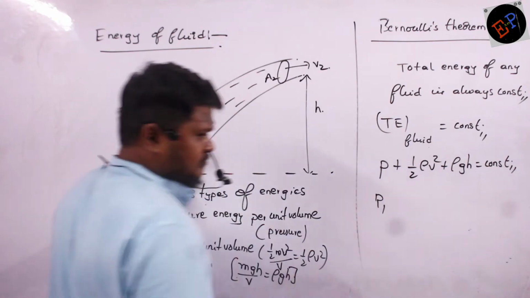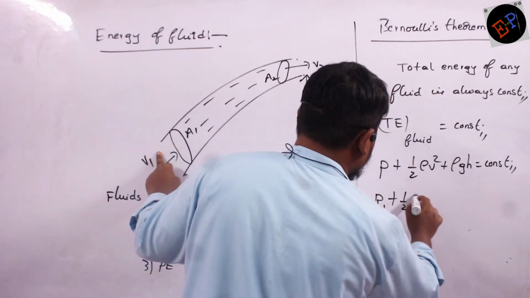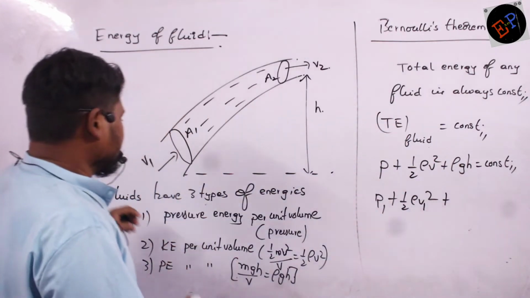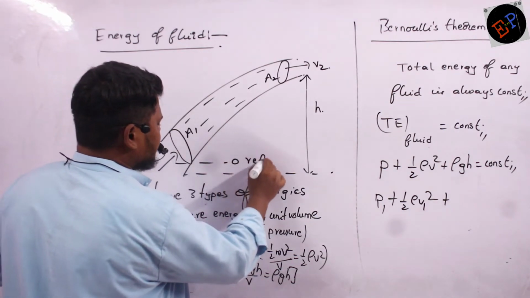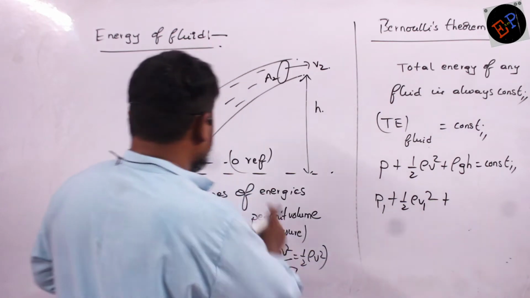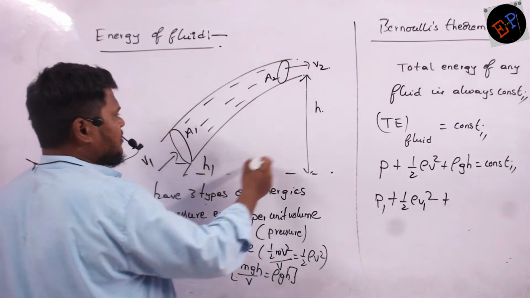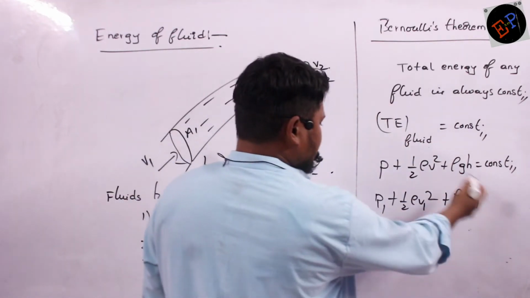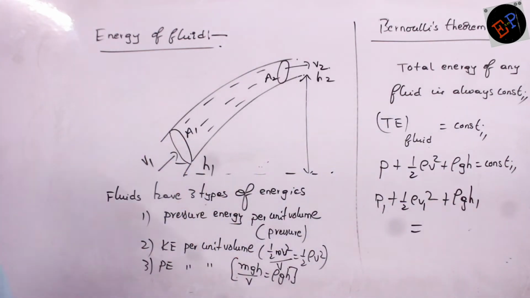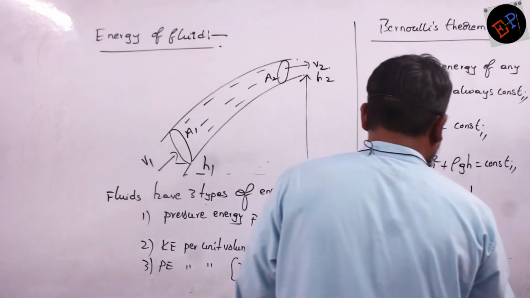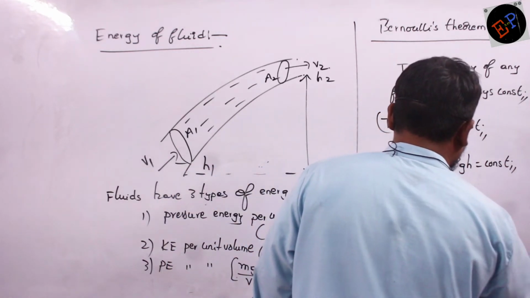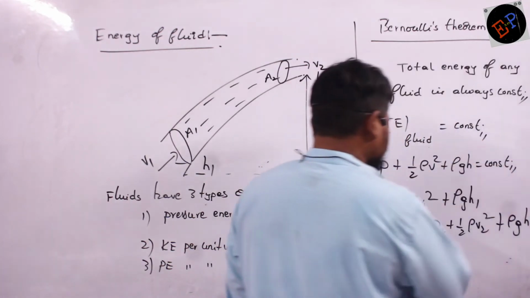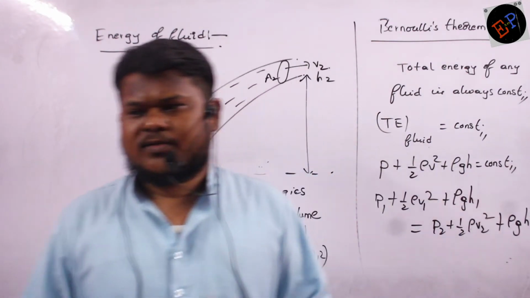Here pressure energy is P1. Here the kinetic energy is half rho V1 square. And here there is no height, if I take this reference to be the 0 reference, then height is 0. Or you can take this height to be h1, so I can write rho g h1. This is the total energy on one side of the tube. On the other side, pressure energy is P2, kinetic energy per unit volume is half rho V2 square, and potential energy per unit volume is rho g h2. Then both of them must be equal. This is called Bernoulli's theorem.